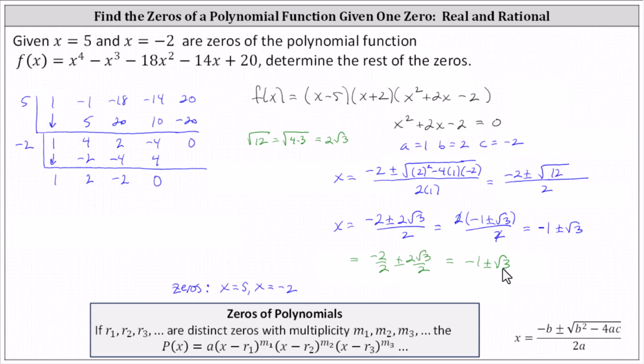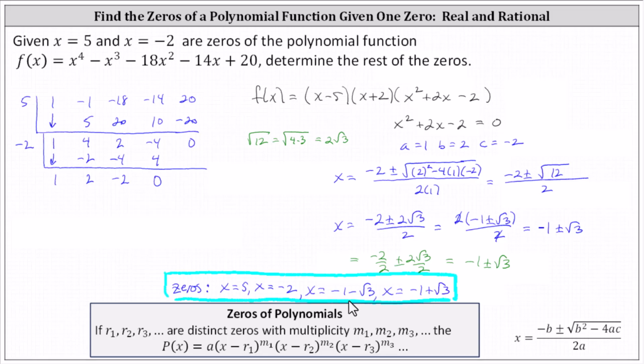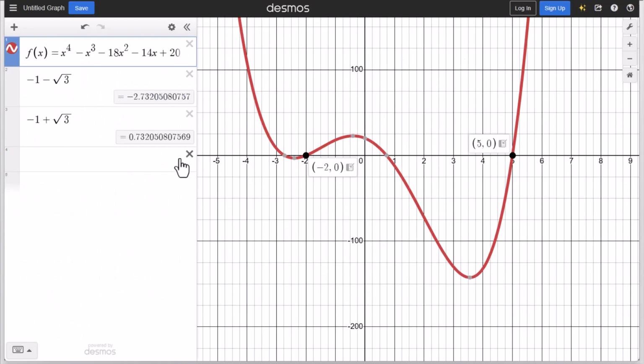So now we know the two remaining irrational zeros are x equals negative 1 minus square root 3 and x equals negative 1 plus square root 3. Let's verify the two real irrational zeros by going back to the graph. To verify them, we'll have to get decimal approximations for negative 1 plus or minus square root 3, which I've already done here on the left.